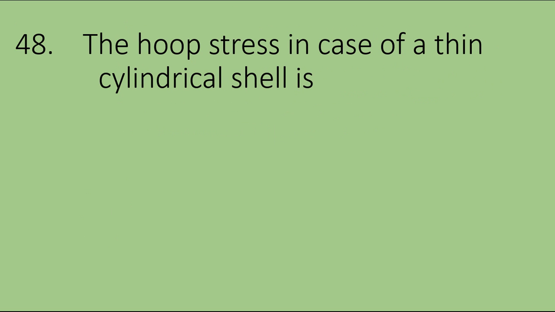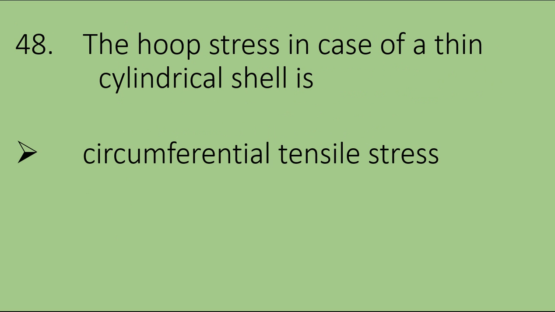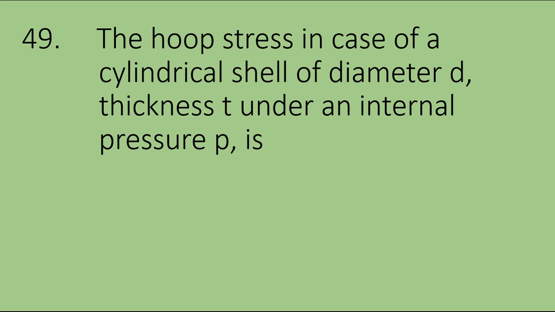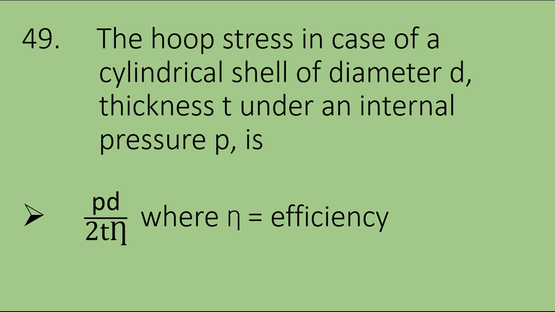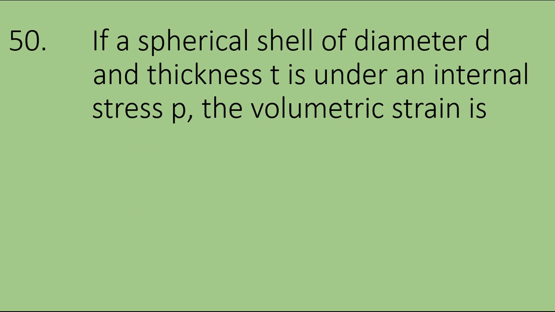48. The hoop stress in case of a thin cylindrical shell is. Answer: circumferential tensile stress. 49. The hoop stress in case of a cylindrical shell of diameter d, thickness t under an internal pressure P is. Answer: PD by 2t eta, where eta equals efficiency. 50. If a spherical shell of diameter d and thickness t is under an internal pressure P, the volumetric strain is. Answer: 3 PD by 4 tE into (1 minus 1 by m).